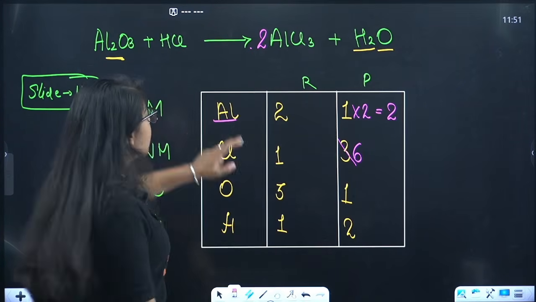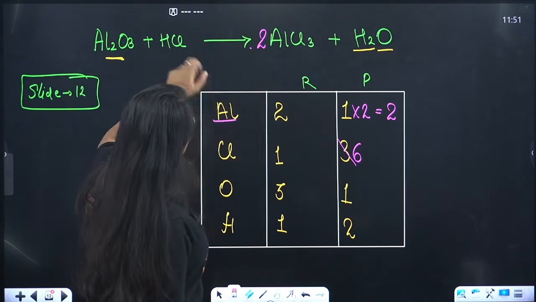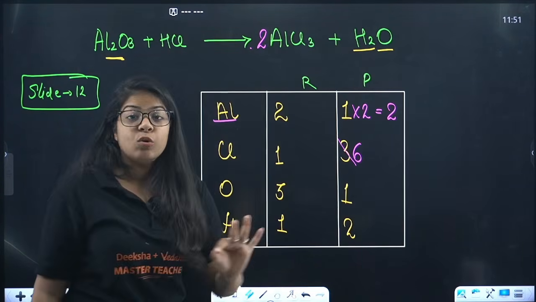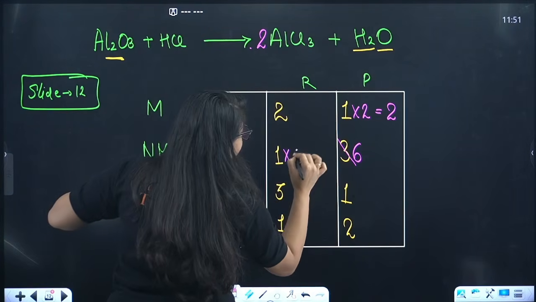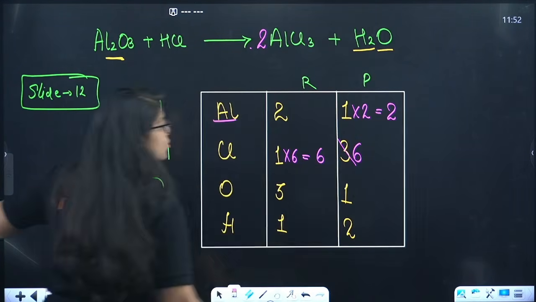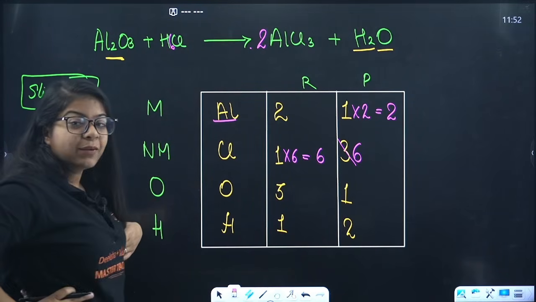Done? Okay. Now aluminium is balanced, 2 here, 2 here. Chlorine is 1 here and 2 into 3, so 6 chlorines are there on the product side. So I will do what? I will multiply this 1 with the 6, and that is your 6 chlorines, right? So can I write 6 here, in between H and Cl?